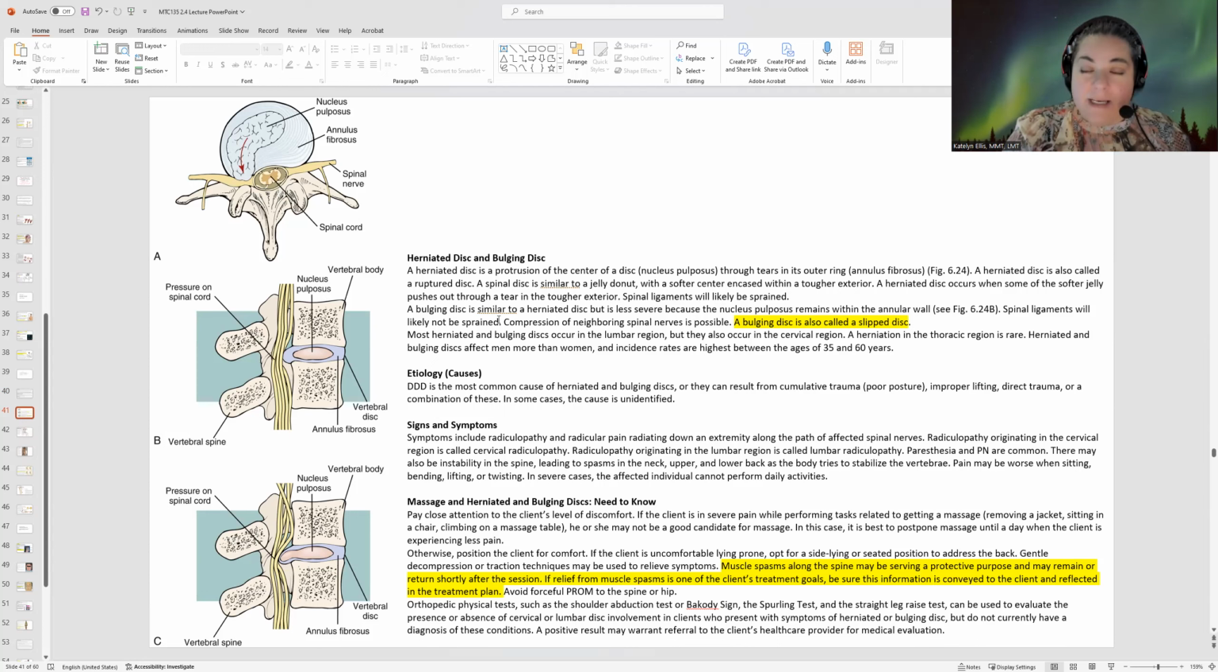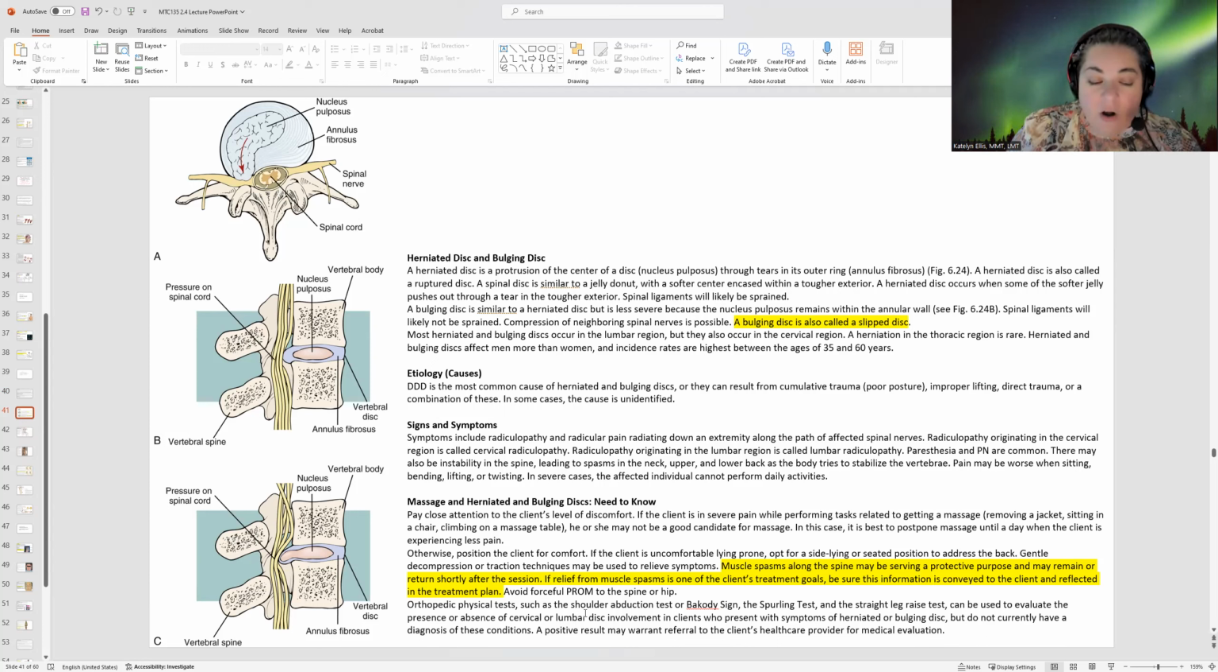However, if the body is doing that as a protective measure, those spasms are going to return shortly after the massage treatment, because the body is doing it as a protective mechanism, and it's not something that you can relax out like general muscle tonicity.